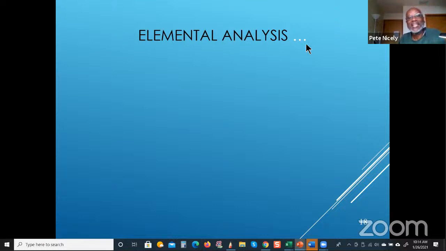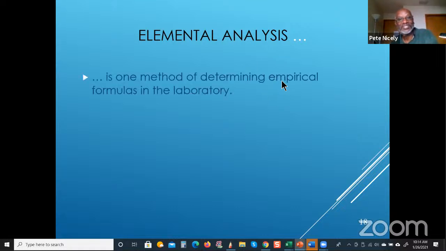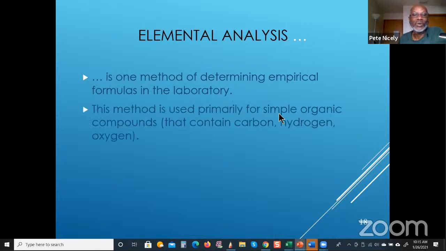So elemental analysis, as the name suggests, basically involves determining what elements are present in a particular compound and how much of each element is present. In other words, basically what you'll be determining is the empirical formula, all right? This is usually applied to organic compounds, but also can be applied to other types of compounds as well. So we're going to stick to a discussion of elemental analysis with regards to organic compounds.